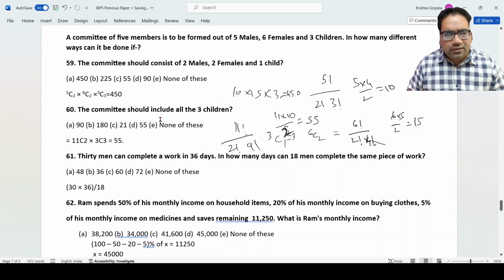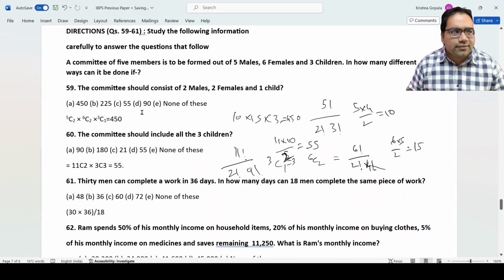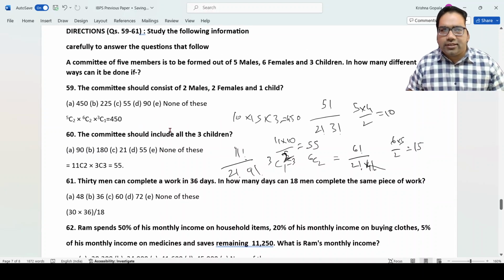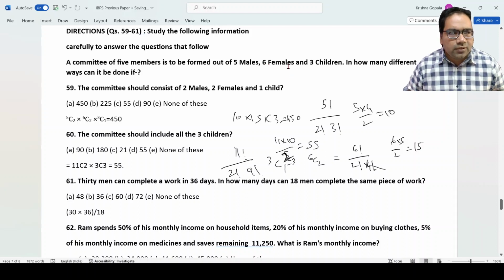It is not saying anything about how many males, how many females. Right? So that means among the five candidates, three should be children. Those three are gone. Remaining two, we have to pick from these 5 plus 6, 11. So 11C2. And this 3C3, anyway, we have to pick. Only two slots are available for males and females. That is 11C2 into 3C3. This is fixed. 3C3 is 1.